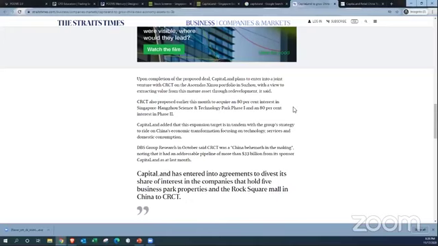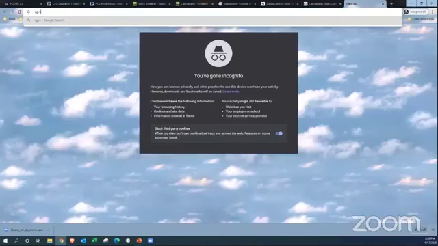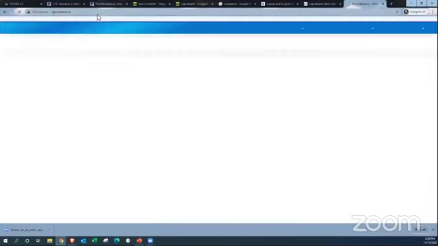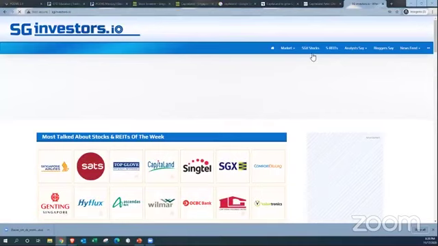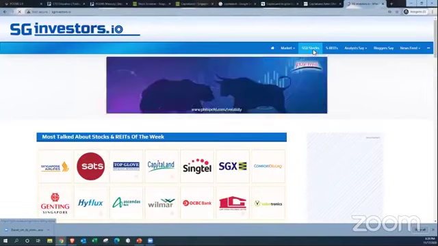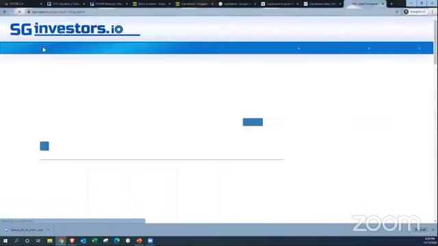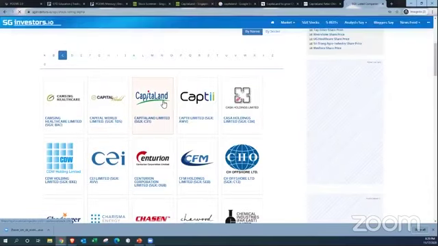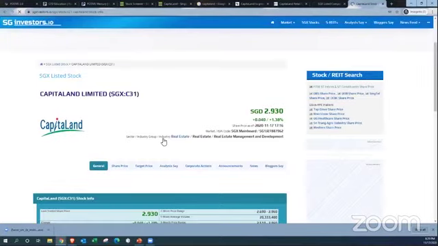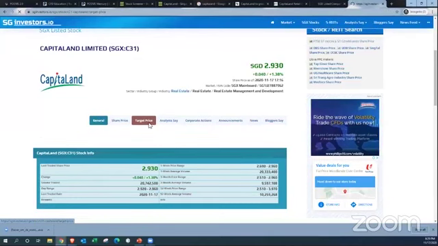Sometimes if you want to find out the different analysts' views, there's one website that is quite useful, SG Investor.io. I always use this website to find out the fundamental views. Let's say I'm interested in the Singapore stock CapitaLand. I just go to the stock, CapitaLand is here. They tell me the target prices from all the different analysts.